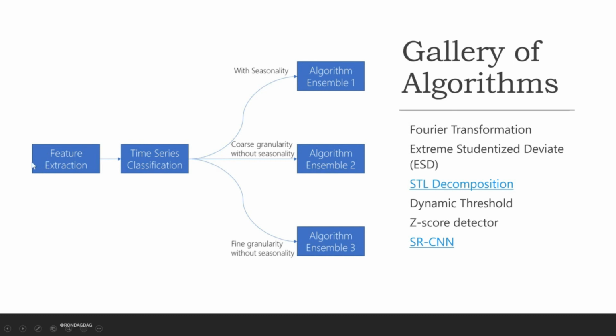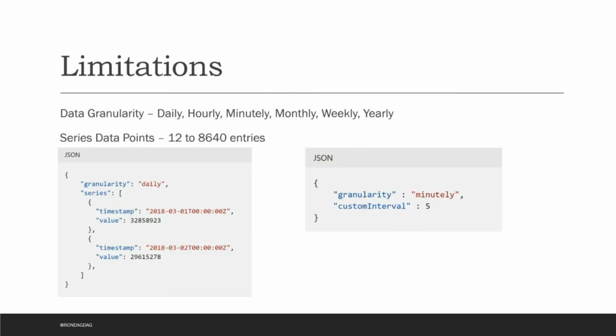If you call this API with your data set, it figures out, hey, does your data set have seasonality? It would use a different kind of algorithm. If it has coarse granularity or no seasonality, it would use a different set of algorithms on the fly for you. So it's great. It simplifies the problem.